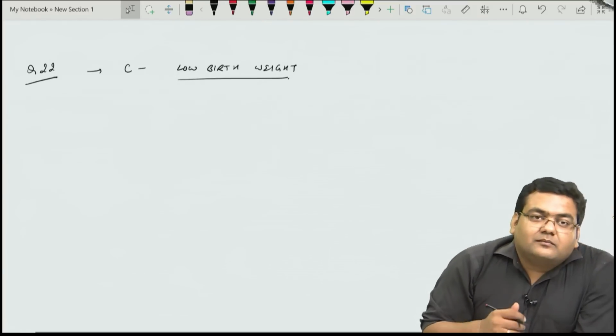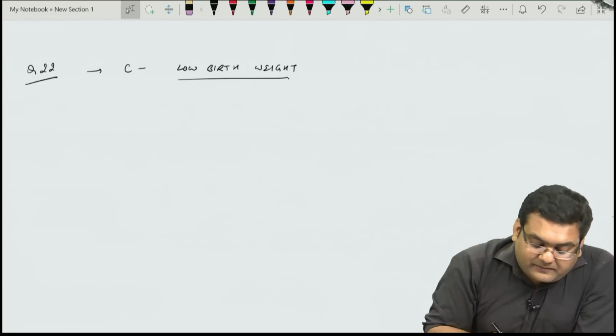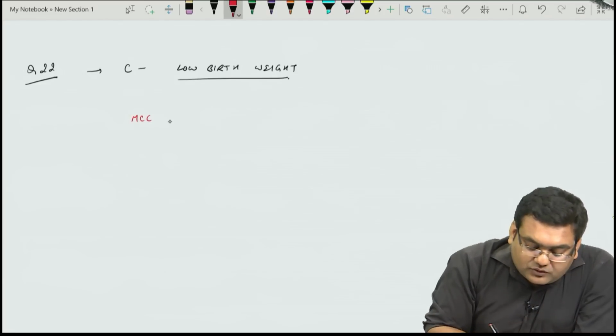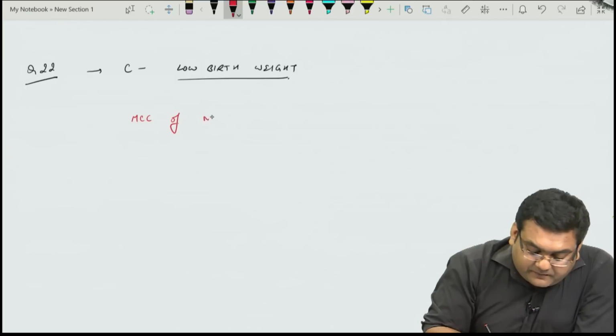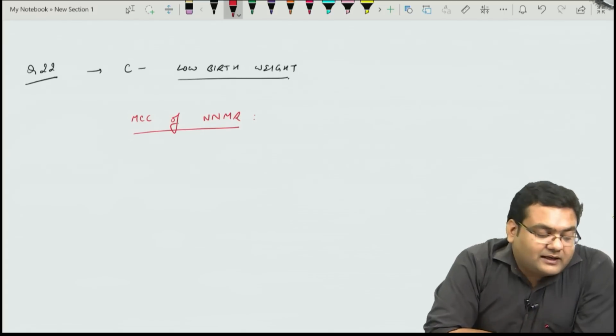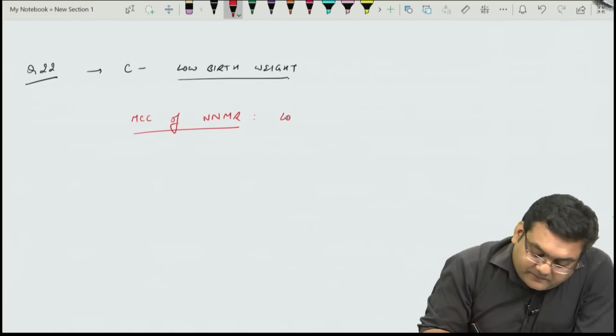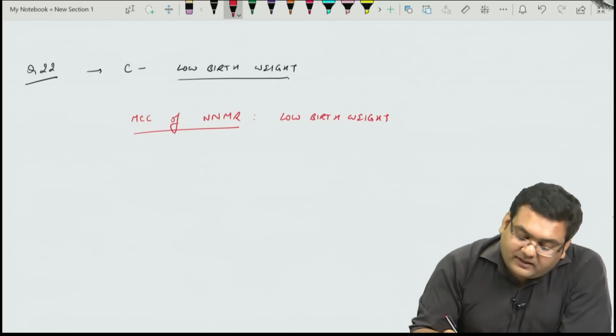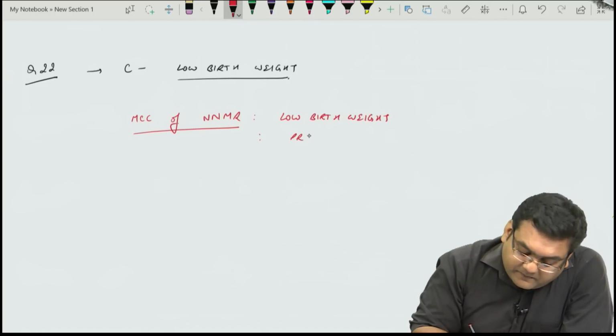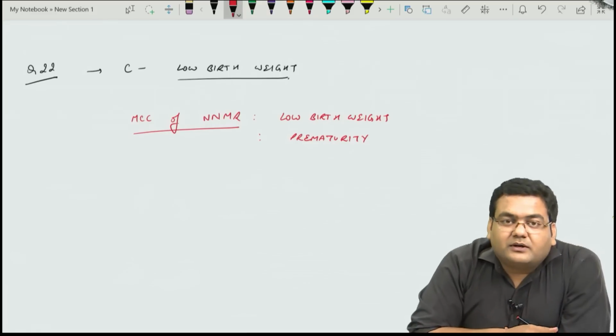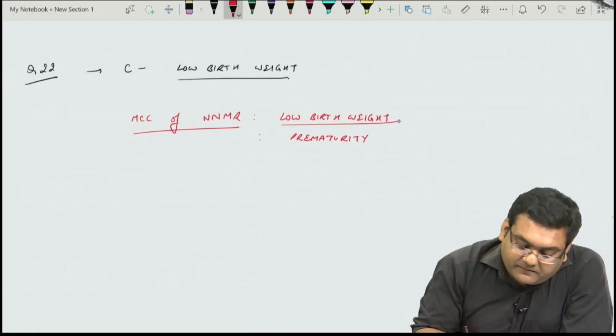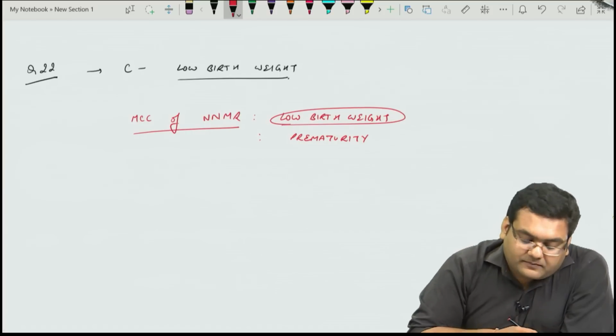Now let us try to answer this question in some more detail. The most common cause of neonatal mortality is low birth weight and prematurity. But if both the options are given, low birth weight will be the answer.